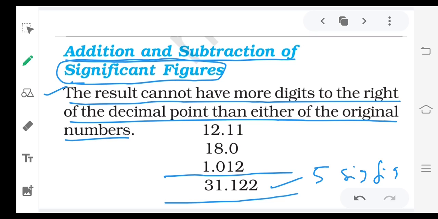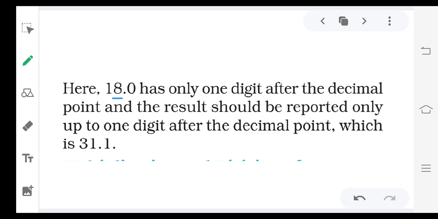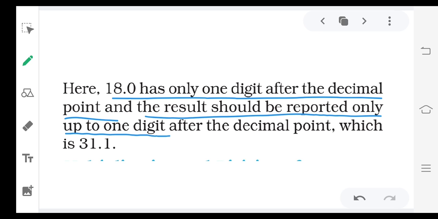If you take the first number 12.11, after the decimal point there are 2 digits. If you take 18.0, after the decimal point there is 1 digit. If you take the last number, after the decimal point there are 3 digits. So you have to consider 18.0 because it has the least number of digits after the decimal point. So here 18.0 has only 1 digit after the decimal point, and the result should be reported only up to 1 digit after the decimal point, which is 31.1. So the answer is 31.1.